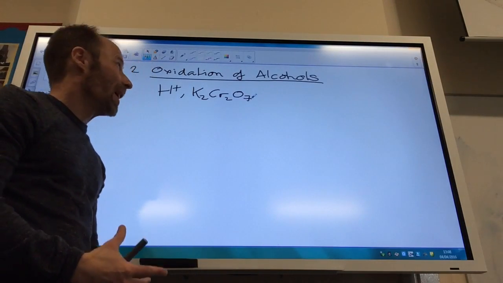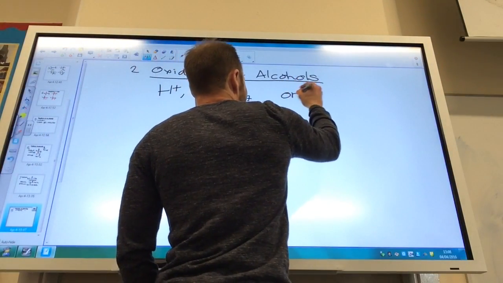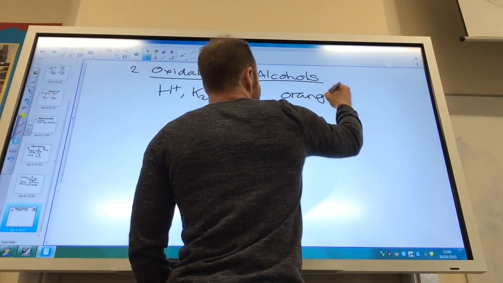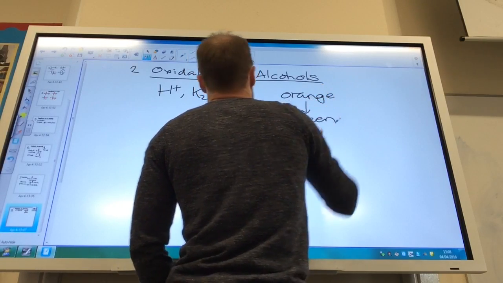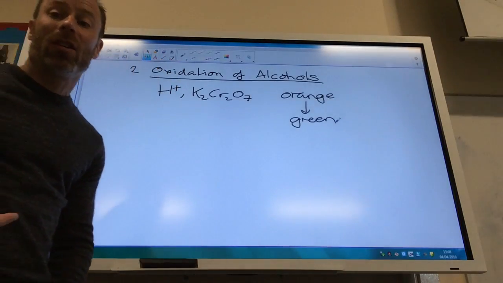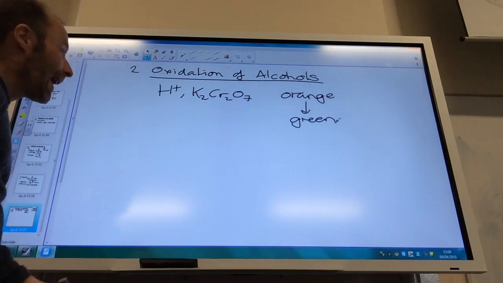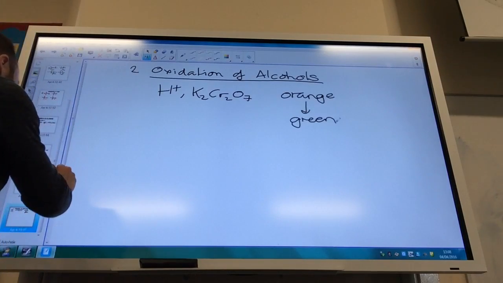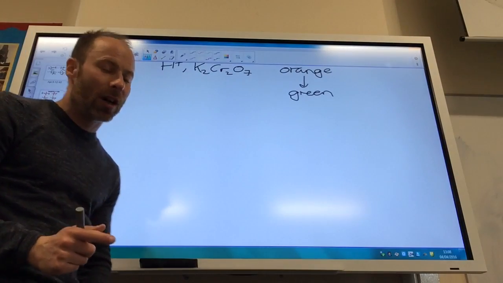When it reacts with alcohols, it turns green. So you can see if a reaction has happened because it goes from orange to green. And if it's gone green, it means it's oxidized the alcohol. So, how does it work? Well, it depends on the classification of alcohol that you start with.